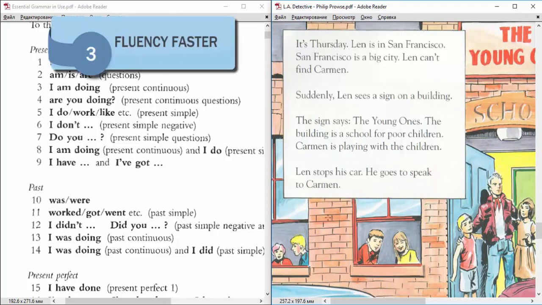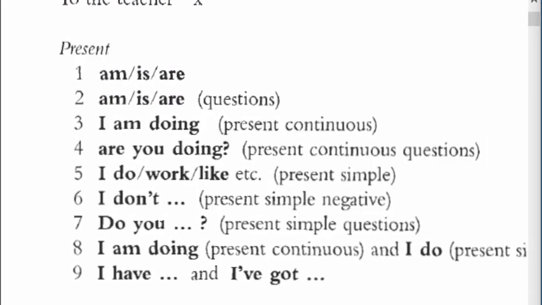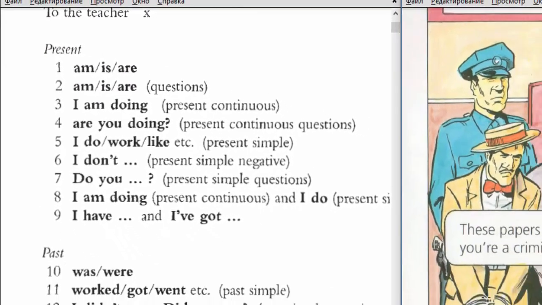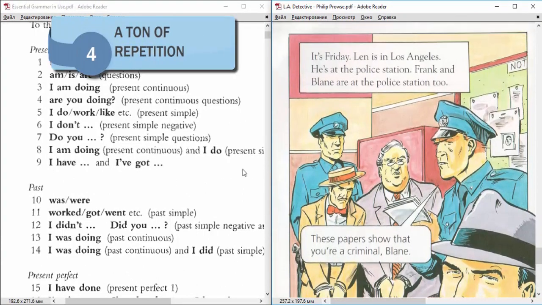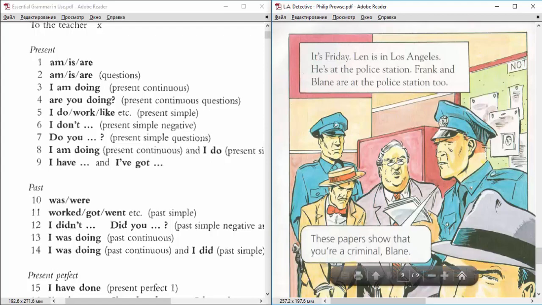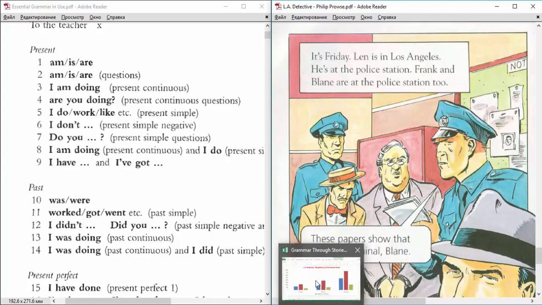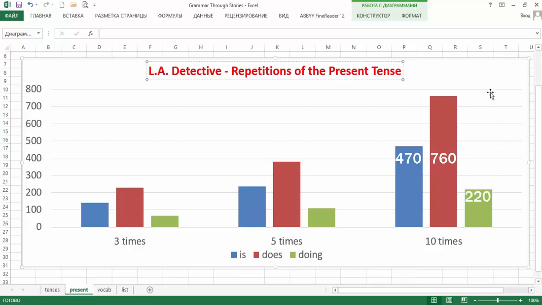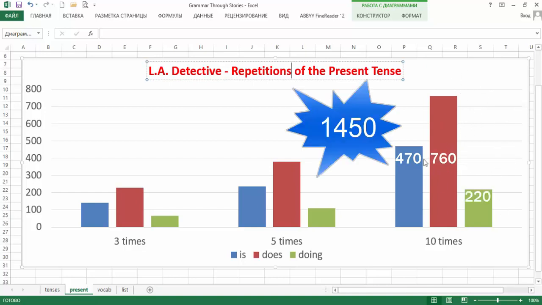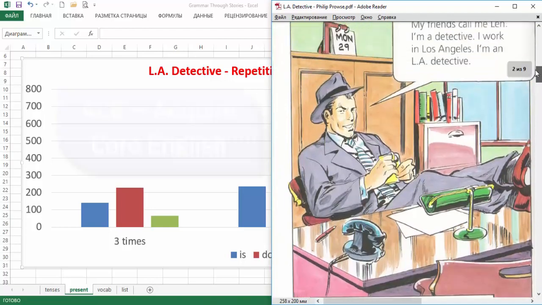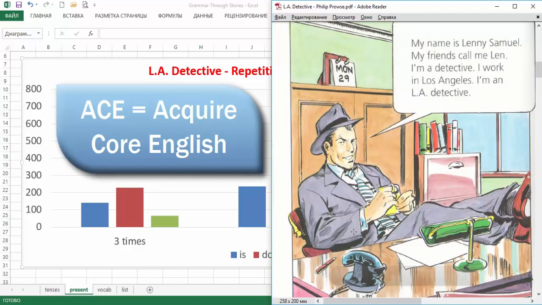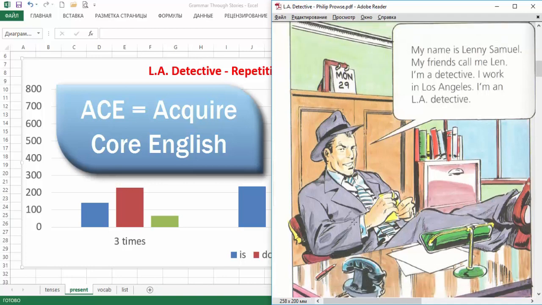3. Fluency faster. By mastering the present tense, you will be able to speak fluently much faster than those who are trying to learn grammar all at once. 4. A ton of repetition. Listening to stories like LA Detective 10 times can give you 470 plus 760 plus 220, that's 1,450 repetitions of the present tense. That's a ton of repetitions of the core or the heart of the language. By the way, that's where the word ACE in my channel name comes from. ACE stands for Acquire Core English.